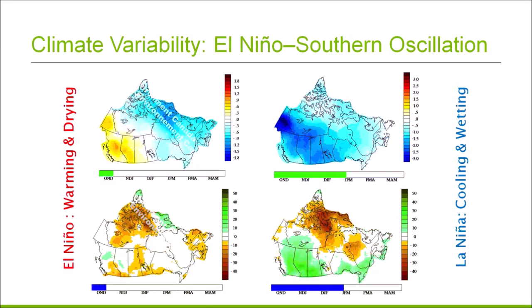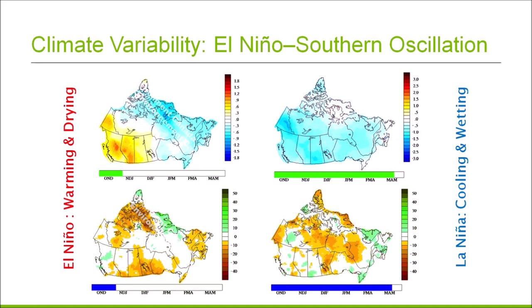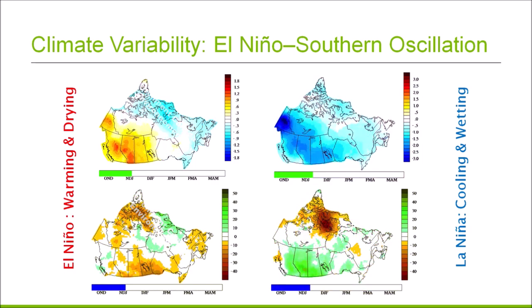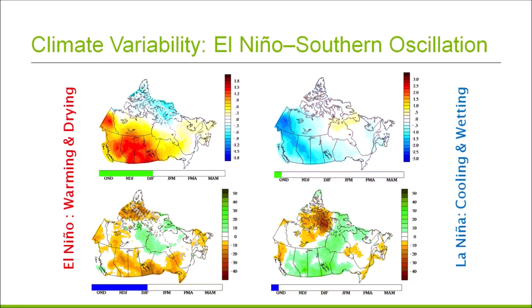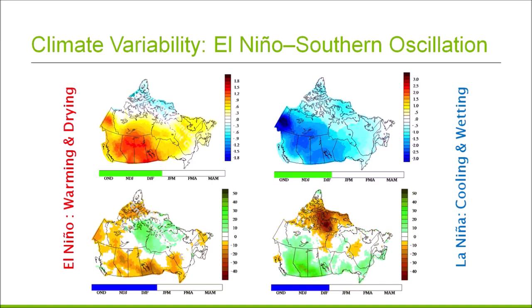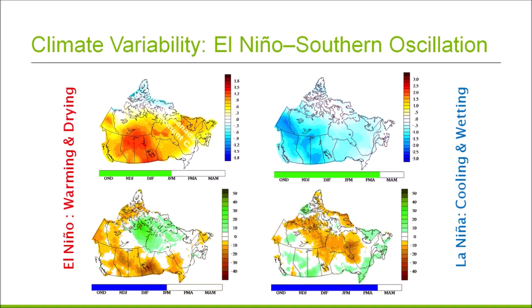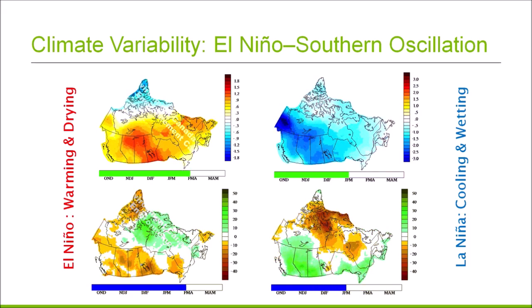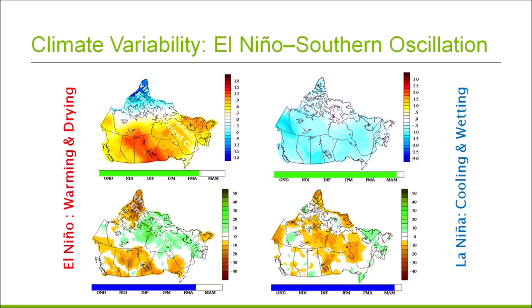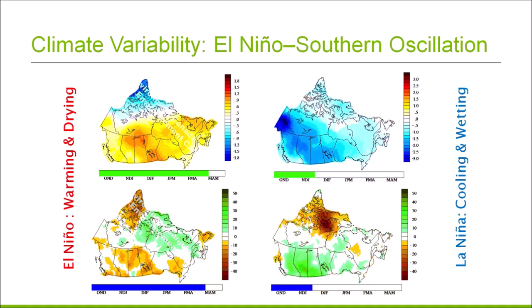Now, the next thing is climate variability. Alberta has some impact from the El Niño Southern Oscillation. You have probably heard about it. Every 5 to 7 years, there is a warming and drying episode, and also a cooling and wetting episode. We call them El Niño and La Niña.